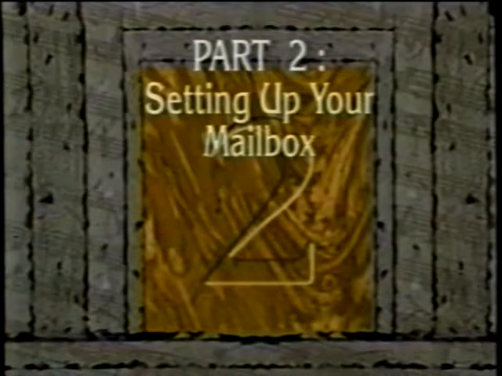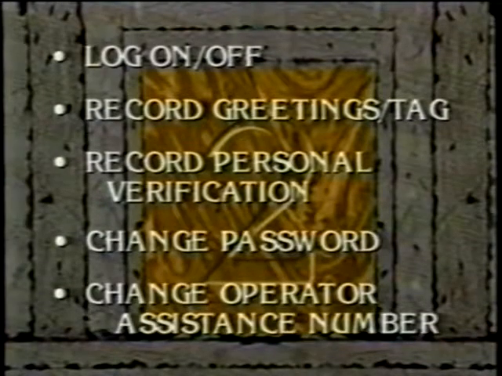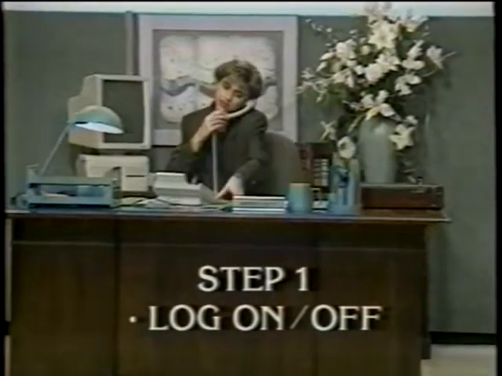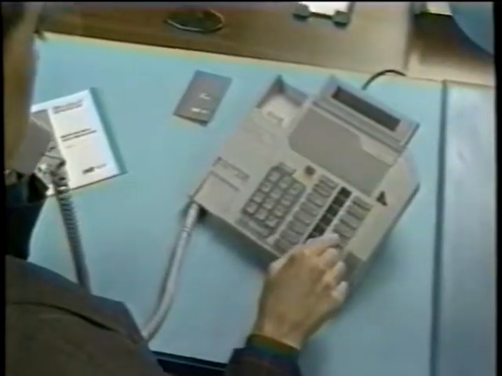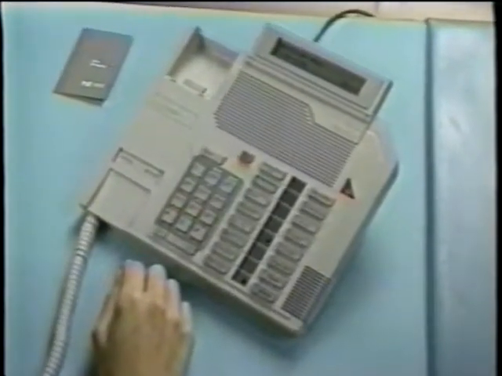There are 5 steps to setting up your mailbox: logging on and off the system, recording internal and external greetings, a personal verification, and changing your password and the operator assistance number. Logging on to Meridian Mail allows you to access your voice mailbox and to use the voice messaging features. To log on, simply press the message waiting key or dial the Meridian Mail access number assigned by your company.